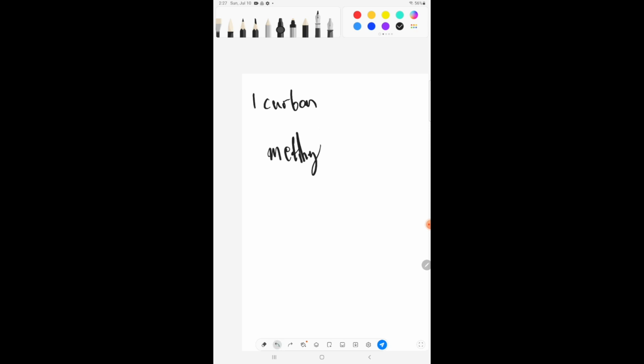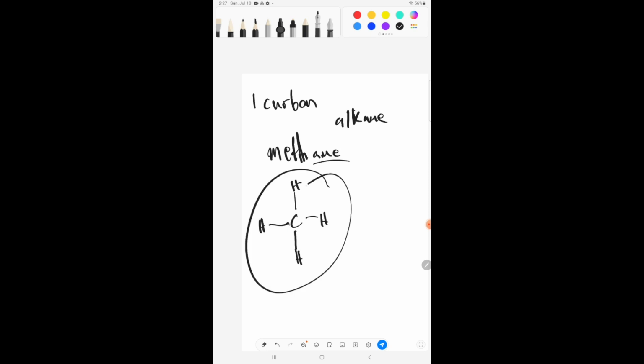For the alkane, we call it methane. We add this ane suffix at the end. So methane just looks like this. It's CH4. This is methane, which is equivalent to CH4.